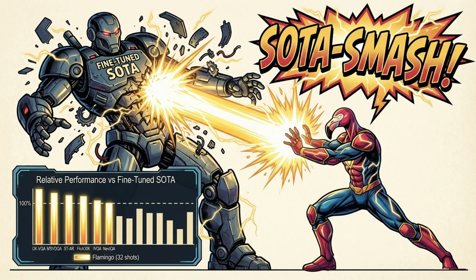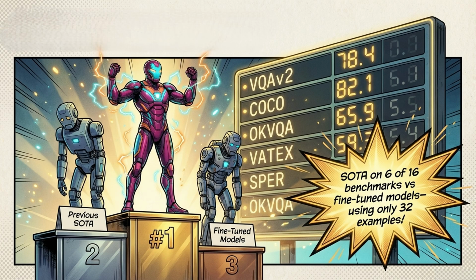The results speak for themselves. Flamingo 80 billion achieved new state-of-the-art few-shot performance on 9 out of 16 benchmarks. On 6 tasks, it actually outperformed fine-tuned models despite using only 32 examples compared to thousands or millions of training samples. Let's look at specific numbers.